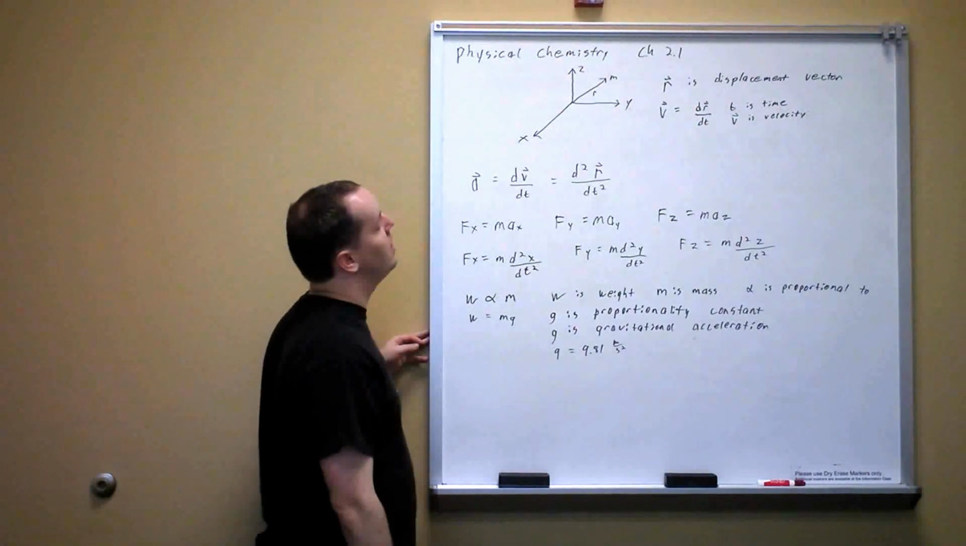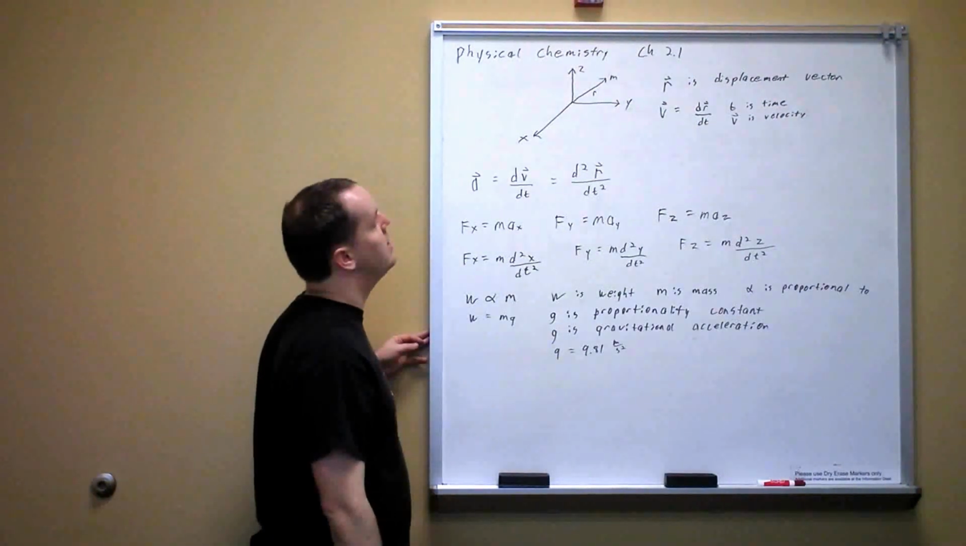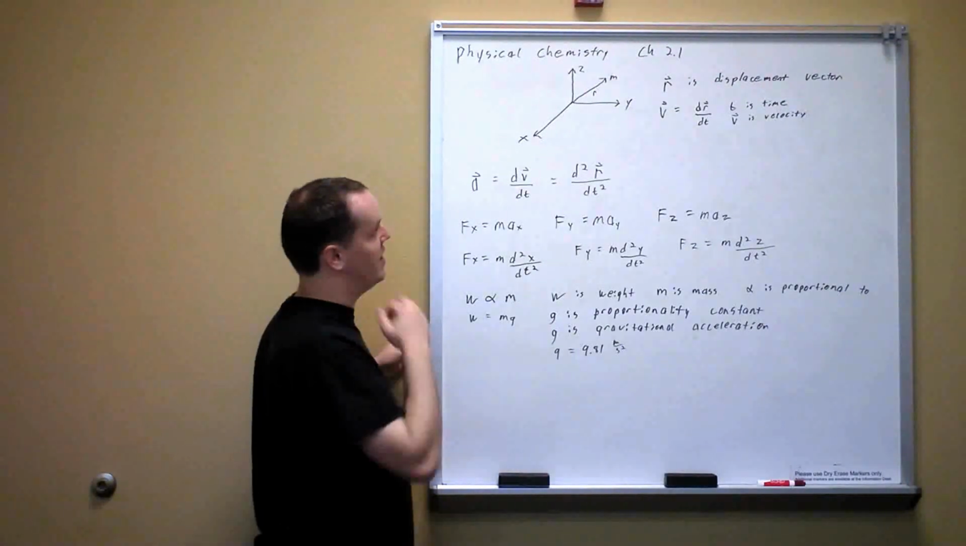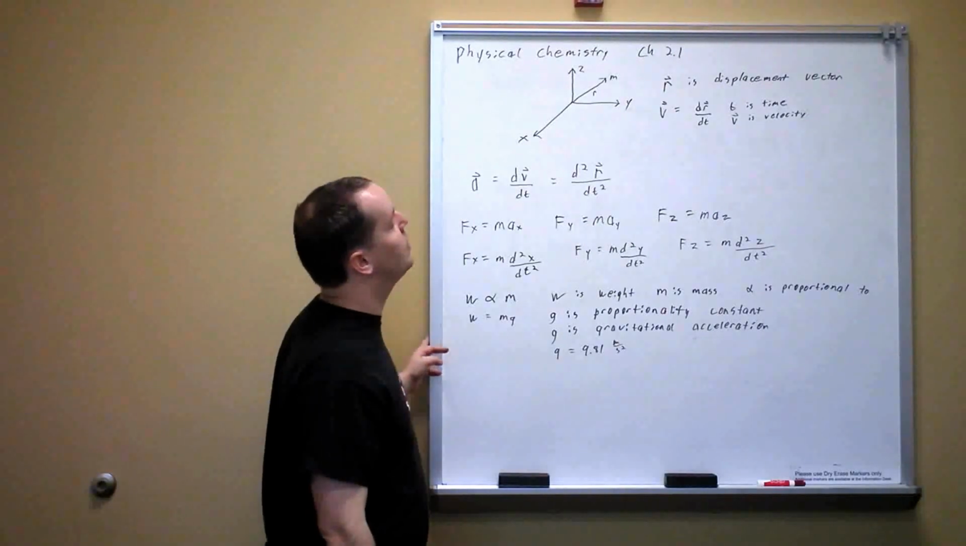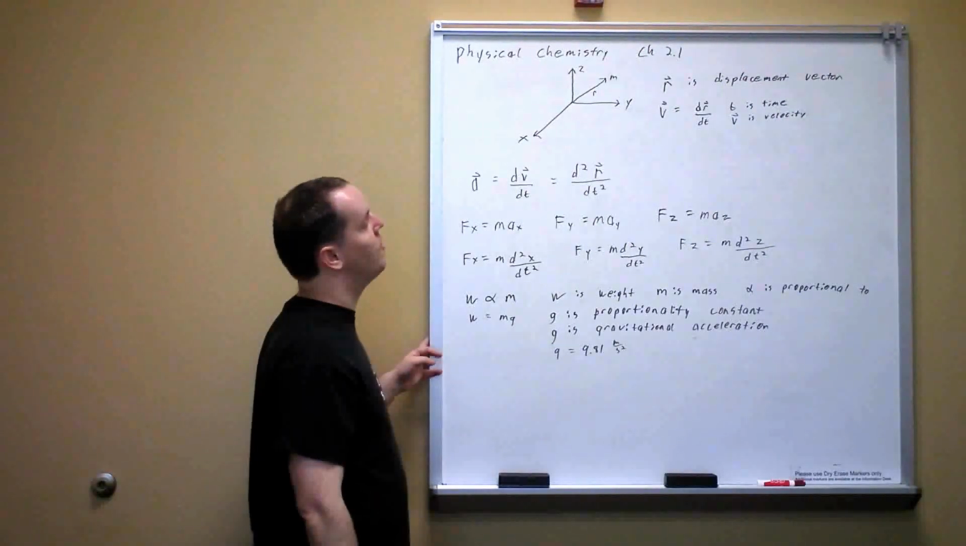We're defining velocity as the derivative of r with respect to t. So that means velocity is a vector too. We're using lowercase t for time because we're going to use capital T for temperature. And that's lowercase v for velocity.